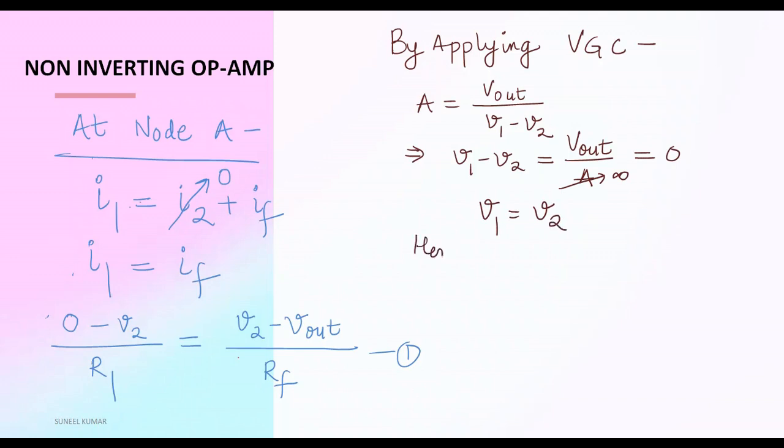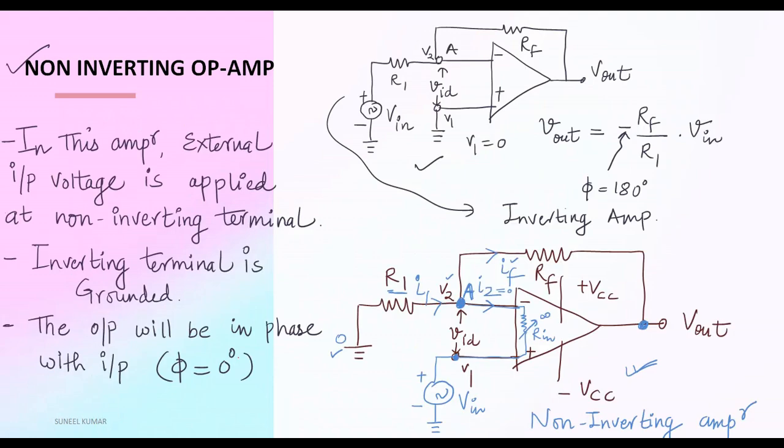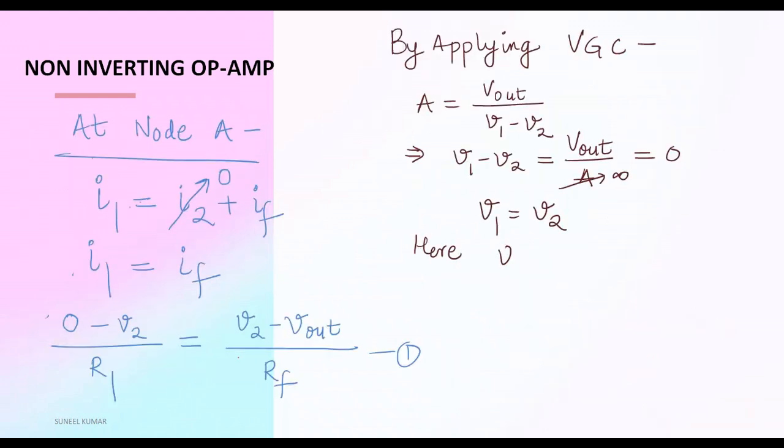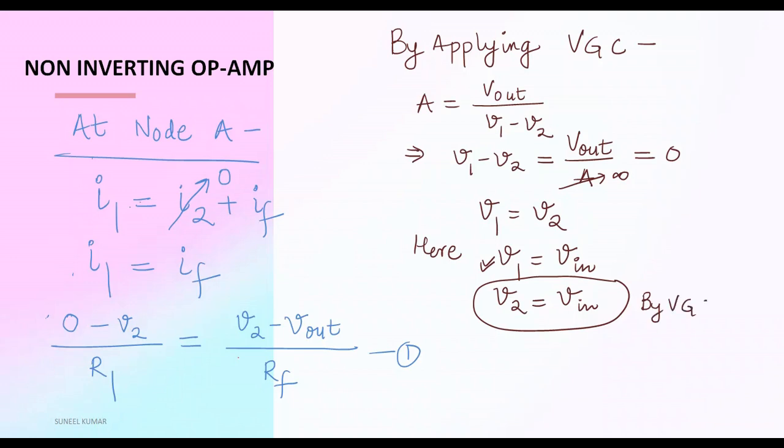Here, what is the value of this V1? This V1 is simply V input. So here V1 is equal to V input. So whatever voltage is present at the non-inverting terminal is automatically reflected at the inverting terminal. So V2 will also become V input. This is by the virtual ground concept. Now we can put this V2 here and here.